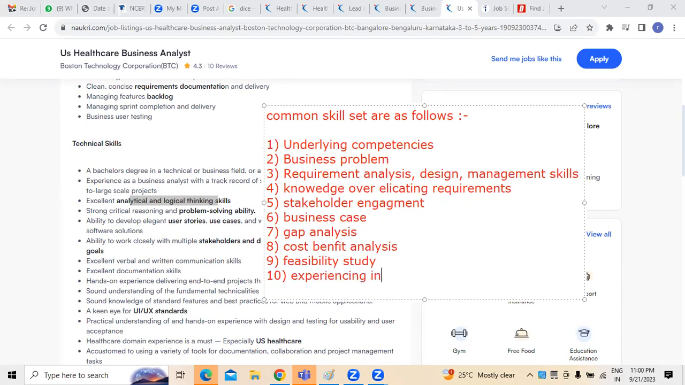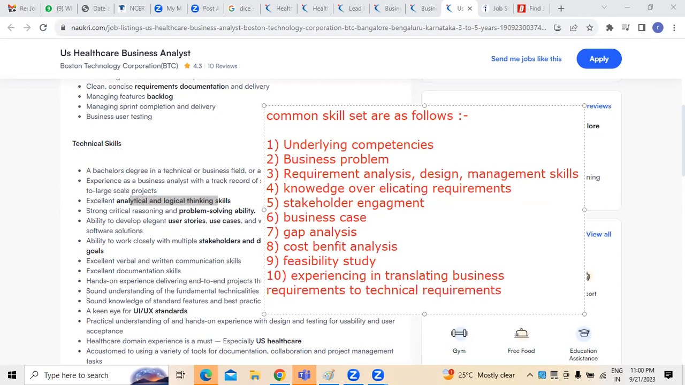Experiencing in translating business requirements to technical requirements. Understand, right? For that, you have to prepare different documents like BRD, SRS, functional requirement document, non-functional requirement document, etc.